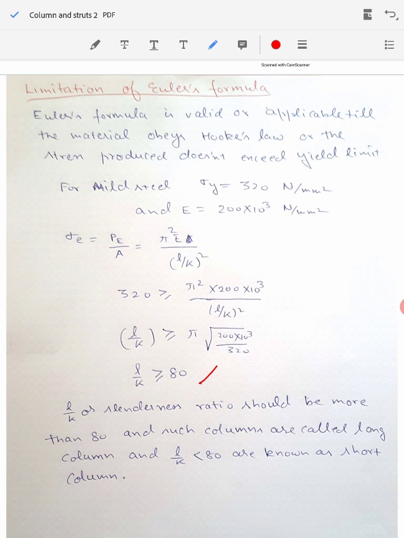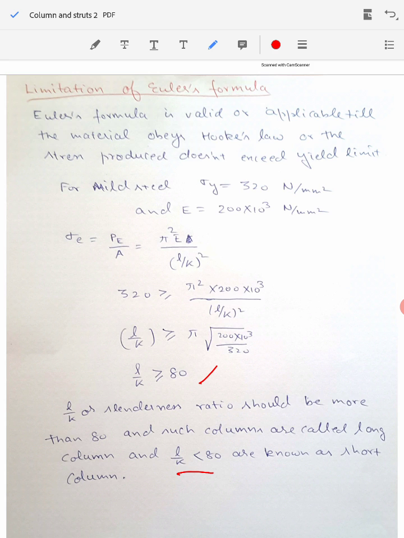What is it telling us? It is telling us that the slenderness ratio for this particular case should be more than 80, and such columns will be called long columns. If L by K is less than 80, then we cannot use the formula pi square E A divided by L by K whole square, or Euler's formula, in order to obtain the crippling load.